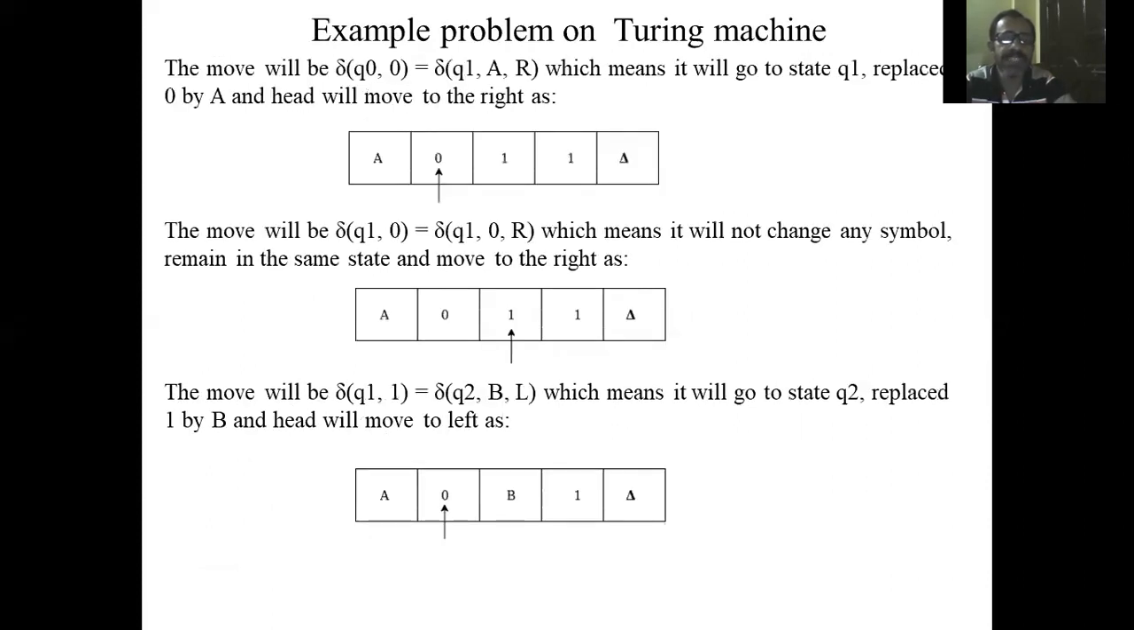That 0 is replaced with A and we move to the right. You can take any number of zeros and any number of ones. So Q naught is used for replacing 0 with A, and Q1 is used for moving right by one cell every time, skipping zeros and B's until reaching the first 1. That 1 will be replaced by B using Q naught, Q1, and Q1 is changed to Q2 now.